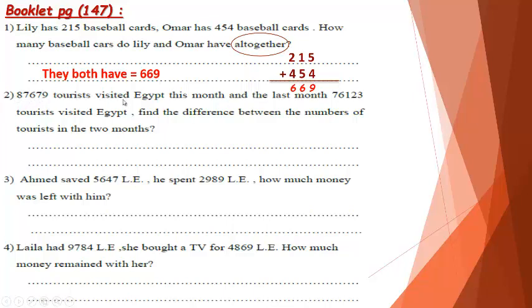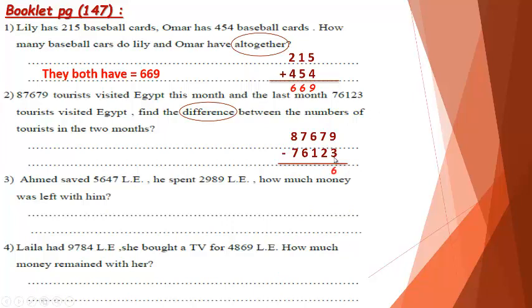Number 2. 87,679 tourists visited Egypt this month, and last month 76,123 tourists visited Egypt. Find the difference between the numbers. I think it's so clear. Find the difference between the numbers of tourists. He wants me to find the difference, so I just have to subtract the two numbers.